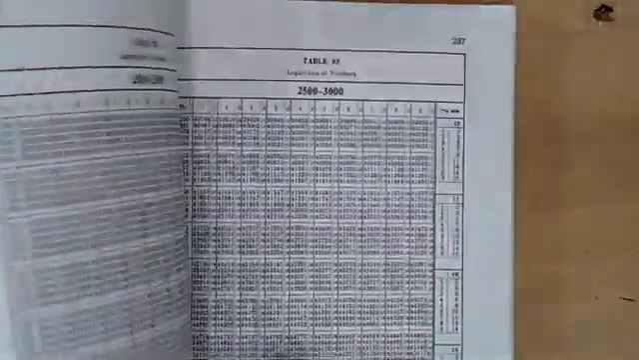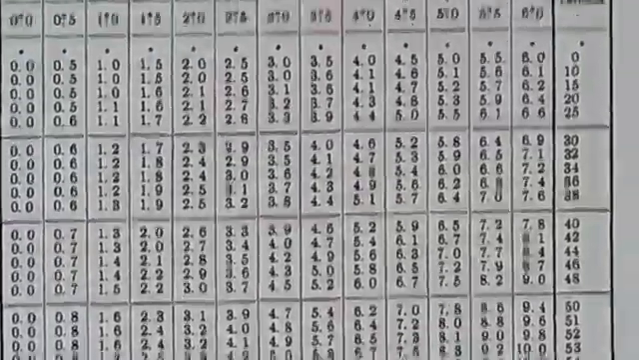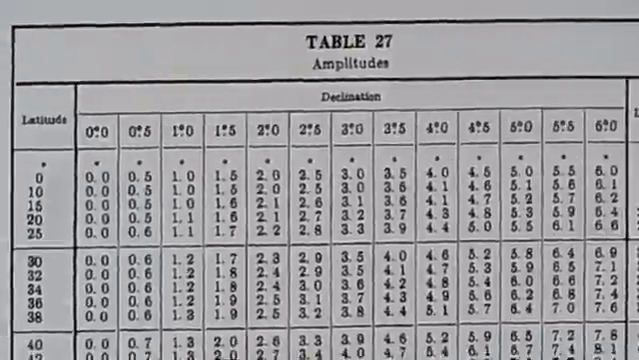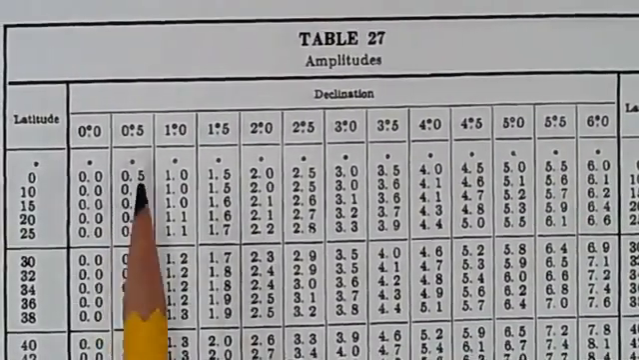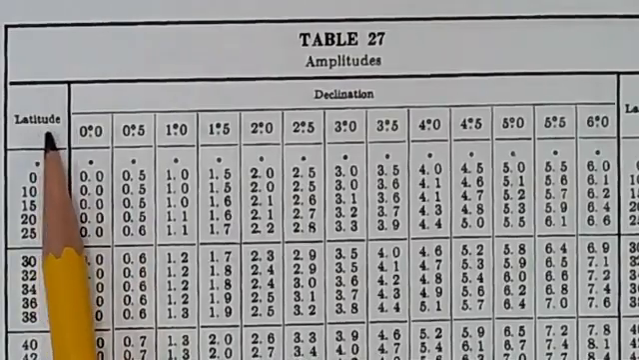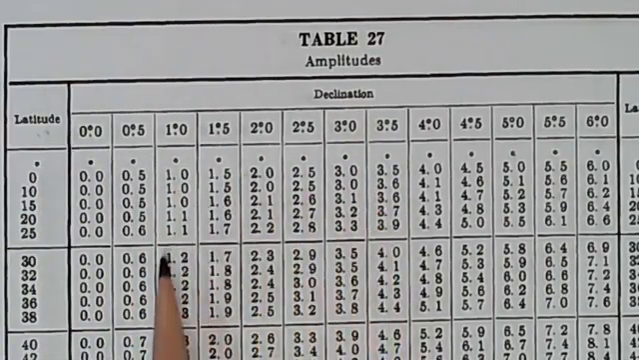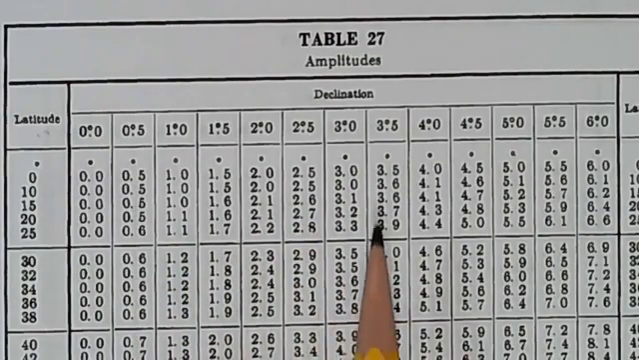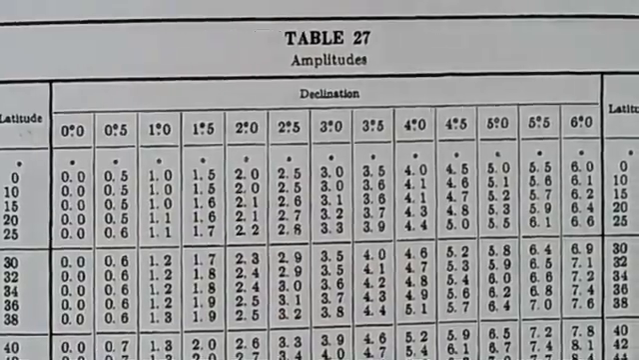All right, and so in here is a table. It's going to be table 27, I believe, in this version of it. Every version is different. And if we zoom in on the table, we can see what type of information is required. So we definitely need our latitude, and we need the declination of the sun. So those are really the only two things we need in order to pull out an amplitude, and that's actually what we're after, right?